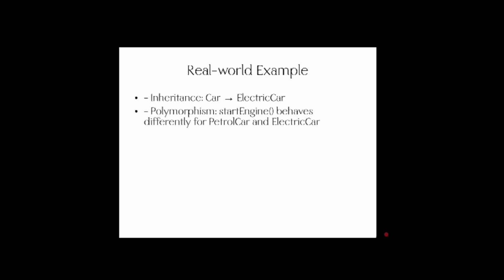And the next slide is about a real world example. While coming to inheritance, we already discussed real time examples, and here we gave another example, that is car, and from car we get electric car, where electric car acquires the properties of car. And while coming to polymorphism, start engine behaves differently for petrol car and electric car. The petrol car we start by using petrol, and the electric car requires electricity to start. So start engine is totally different for petrol car and electric car.